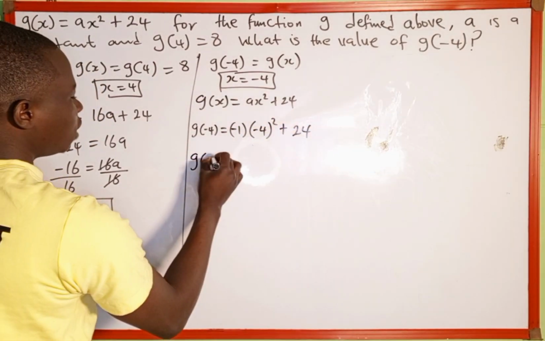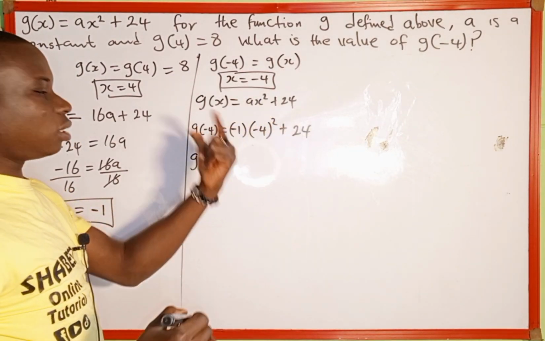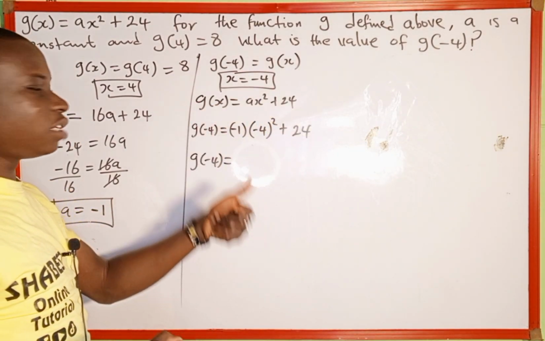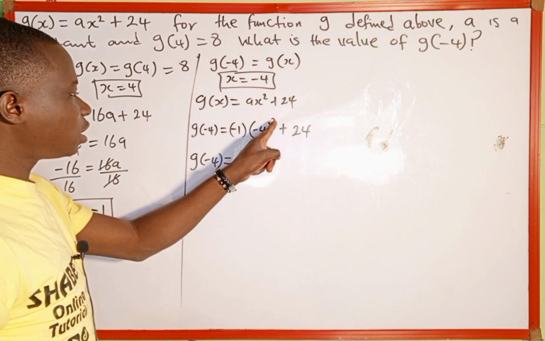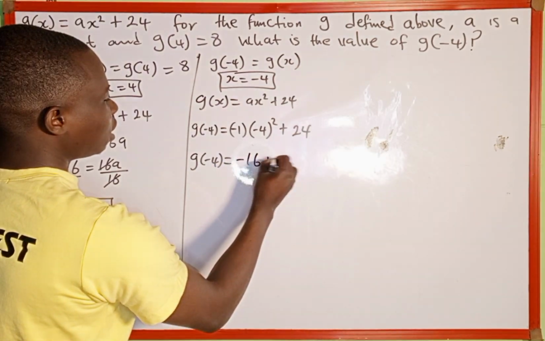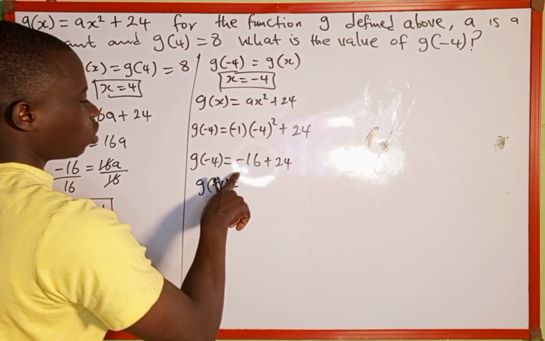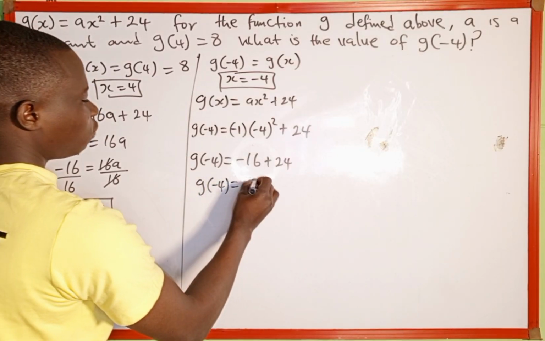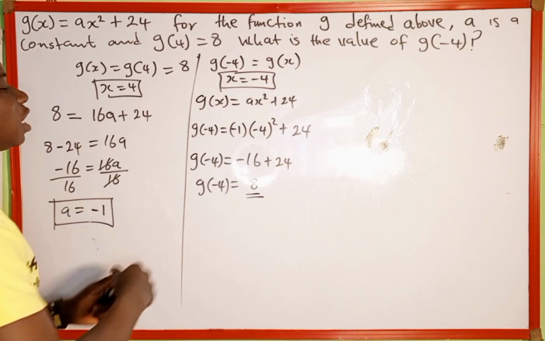So g of negative 4 now will be equal to: negative 4 to power 2 is negative 4 multiplied by negative 4, which is going to give us positive 16. Then positive 16 multiplied by negative 1 is going to give us negative 16, then plus 24. So therefore, g of negative 4 will be equal to negative 16 plus 24, which is going to give us positive 8. So positive 8 is the value of g of negative 4 from this function.